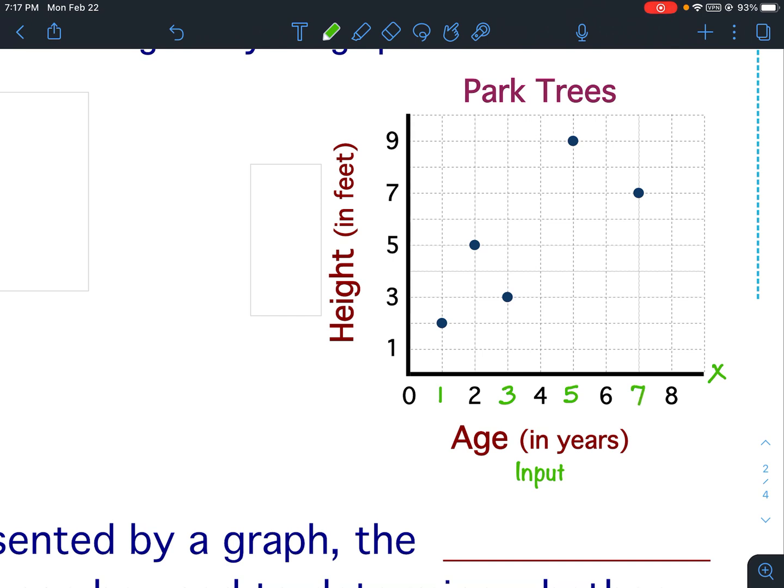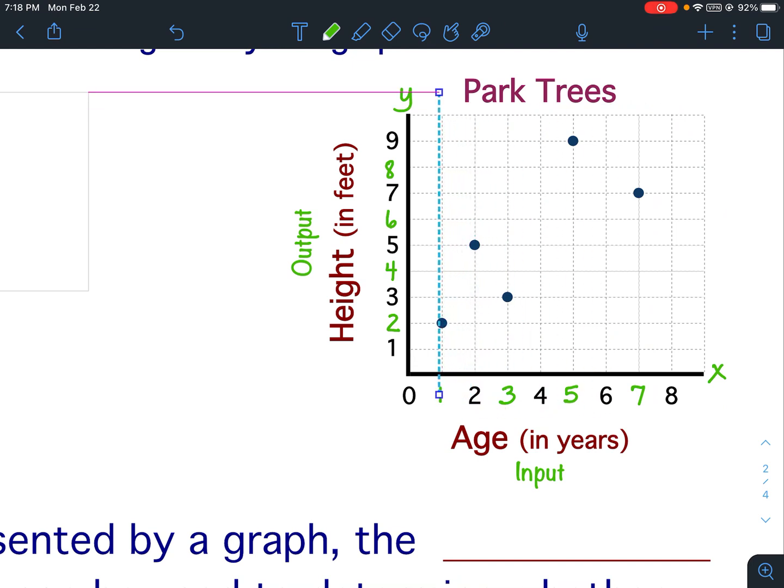So your age is the input, making this axis here the y-axis. That means the height is the output. The height is the output. And again, I'm going to put in my missing numbers of 2, 4, 6, and 8. Okay, so what I want to do is look at each input and see how many outputs there are. You do not need to draw this dotted line. I just want to show you using this dotted line.